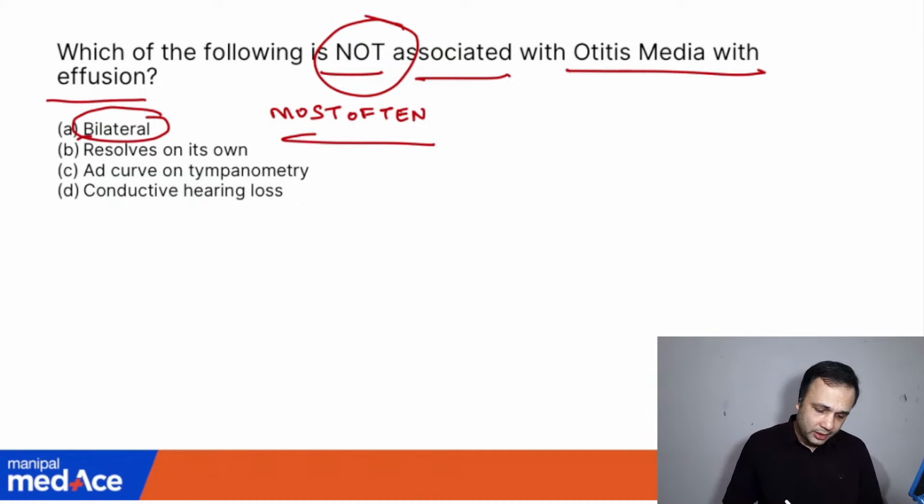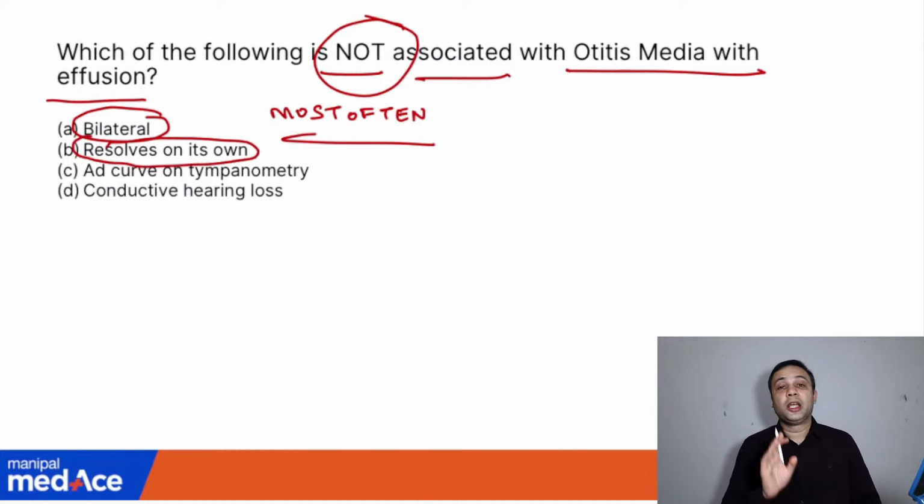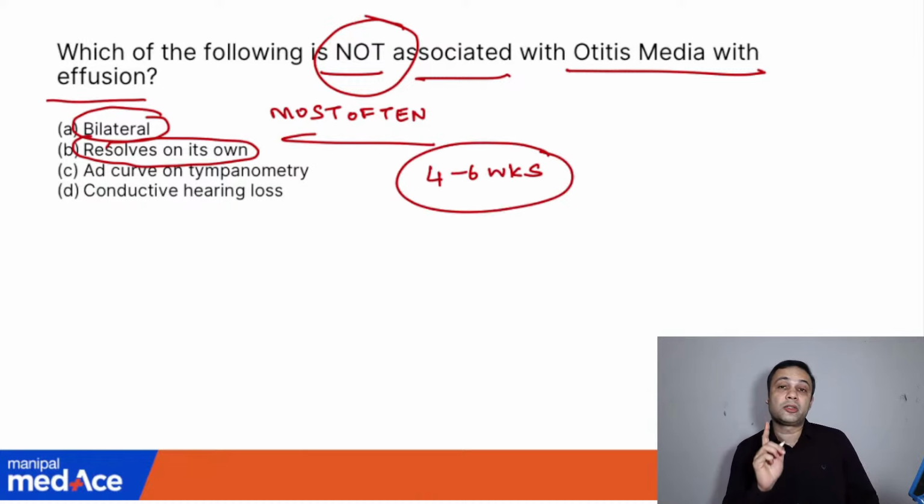Now let's look at resolves on its own. If the impending cause is removed, adenoid is removed, there is a tendency that otitis media with effusion can resolve in 4 to 6 weeks time. Remember, it can resolve on its own in 4 to 6 weeks time. Also mentioned in literature, also mentioned in your textbooks.